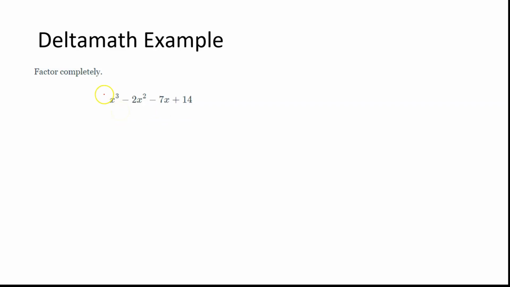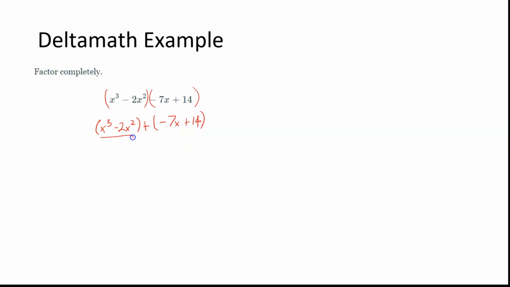I take my first two terms right here and put parentheses around them. And then I'm going to put parentheses around this, my last two terms. So I'm going to rewrite this here. x cubed minus 2x squared. There's a plus in here. I have minus 7x plus 14. All I've done is group so far.